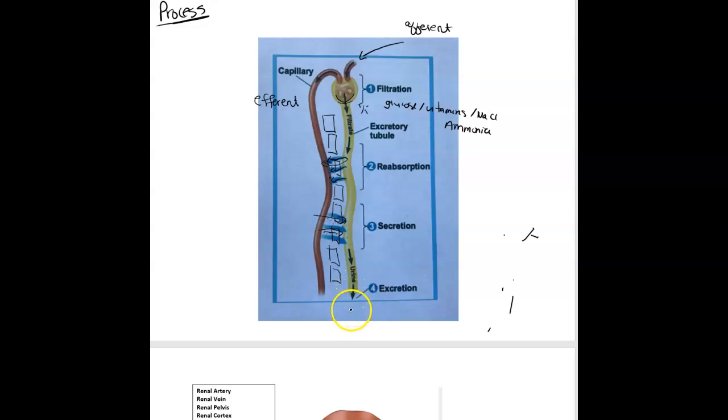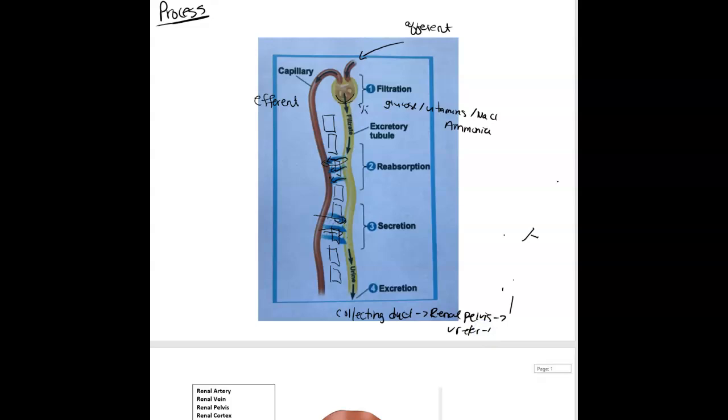As it leaves the nephron through the collecting duct, over here, the collecting duct leads to the renal pelvis, which then leads to the ureter, and then the urinary bladder. So that's the big picture.